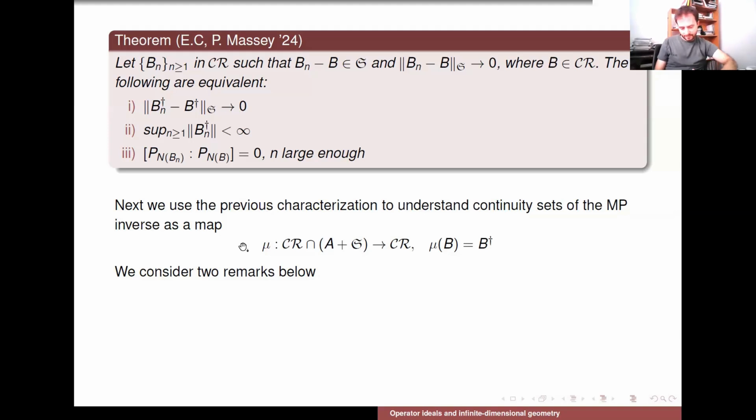So we next use the previous characterization to understand the continuity sets of the Moore-Penrose inverse as the map in our set of perturbations of the fixed operator A. We have two remarks below.